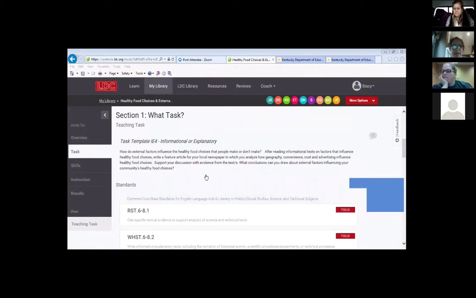Looking at the task itself, I'm assuming it's showing up. Everybody can see it? I can read it? Okay. How do external factors influence the healthy food choices that people make or don't make?